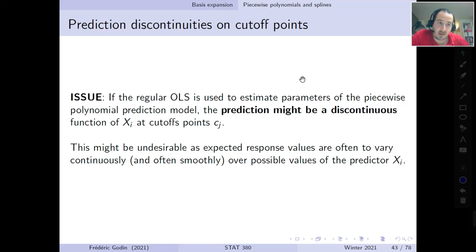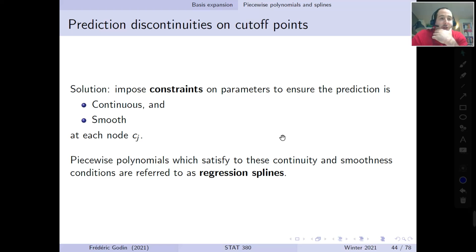And the answer is yes. So the solution is simply to impose some constraints on the parameters, the coefficients of the various polynomials in the various subintervals, to ensure that the predictive function is at least continuous, and sometimes we add additional constraints to ensure that the predictive function has some degree of smoothness. Here we have to be a bit careful because smooth in mathematics has a very precise definition. Let's say it's infinitely differentiable or something like that.